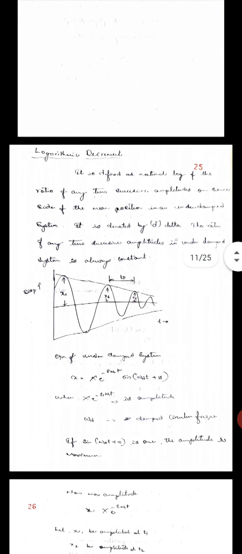As we can see from the figure, t2 minus t1 is Tp, the time period, that is 2 pi by omega d, where omega d can also be written as omega n times the root of 1 minus zeta square. So once again, the ratio of successive amplitudes can be written as x1 by x2 equals e raised to zeta omega n times 2 pi upon omega n root of 1 minus zeta square. The omega n and omega n cancel, leaving 2 pi zeta over the root of 1 minus zeta square.